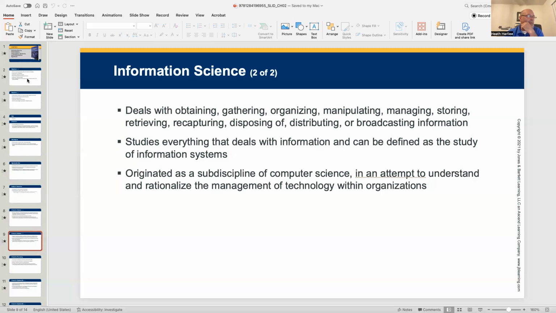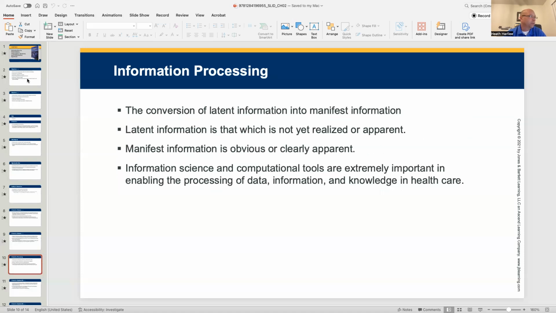Information science deals with obtaining, gathering, organizing, manipulating, managing, storing, retrieving, recapturing, disposing, or distributing and broadcasting information. So basically, in information science, we are looking at what information we need to keep, what we don't need to keep, what data we need to keep, what data we don't need to keep, and what it is we need to do with it. The conversion of latent information into manifest information.